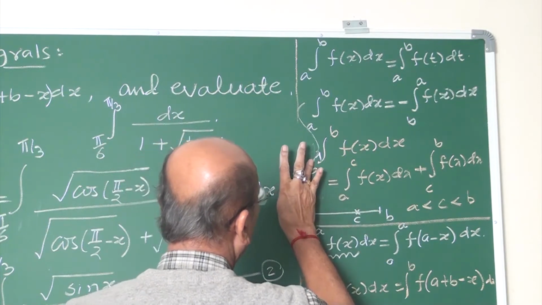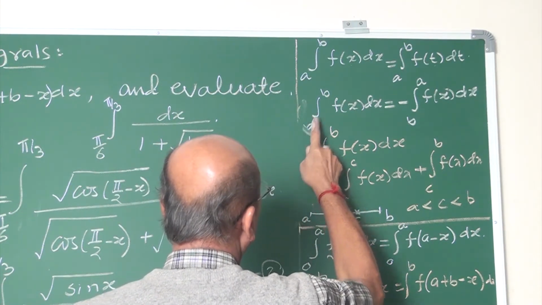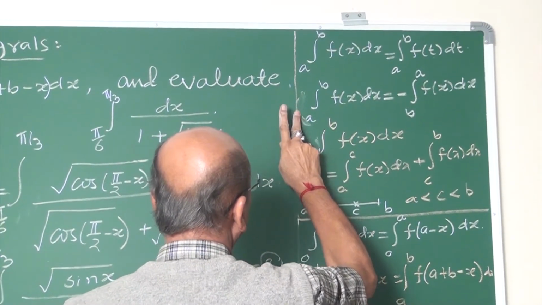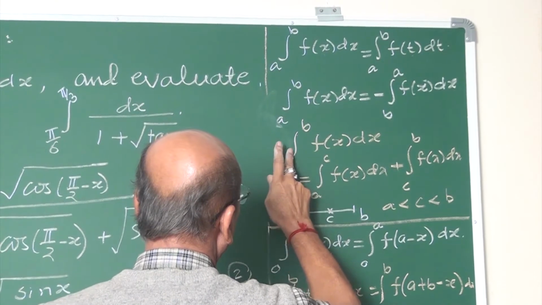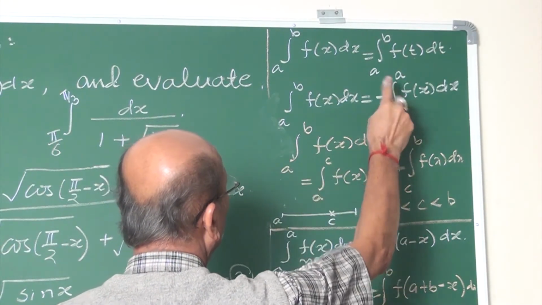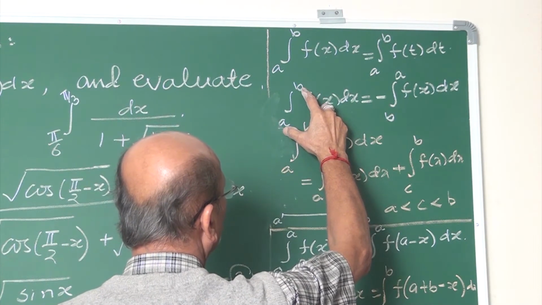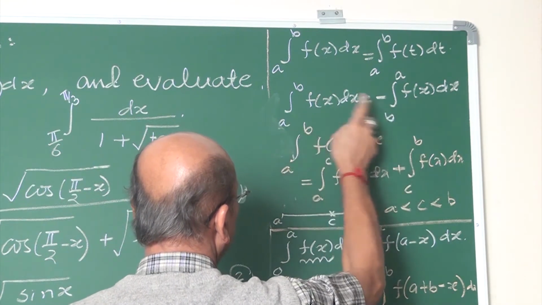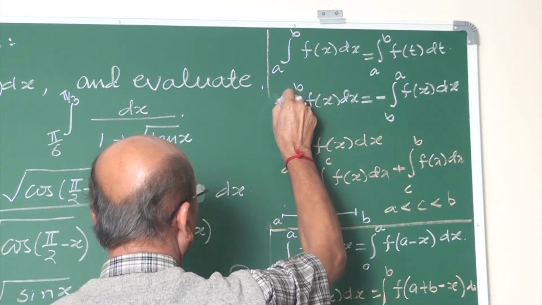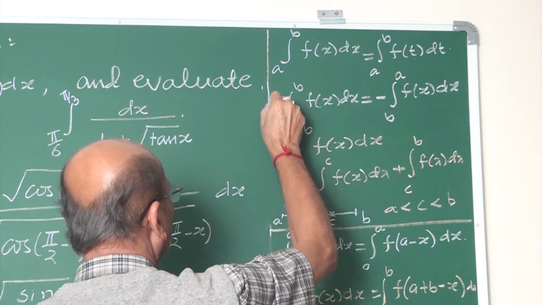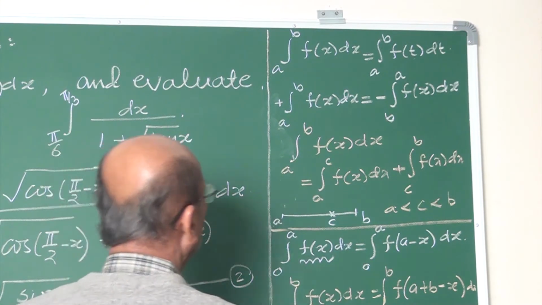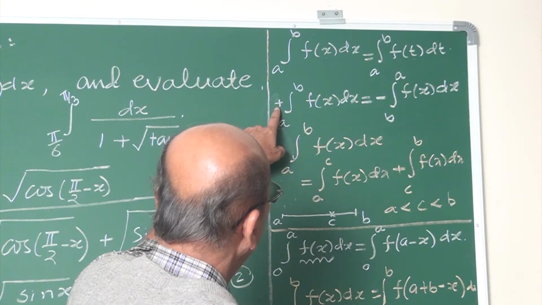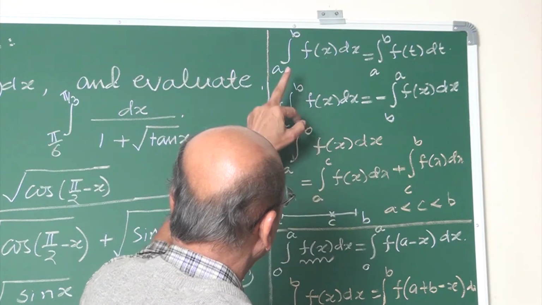Next, my friends, second property is integral from a to b f(x) dx equal to minus definite integral b to a f(x) dx. What is your observation? Limits in LHS are from a to b. Limits in RHS are b to a. If you interchange the limits of a definite integral, there is a change in the sign. In LHS the sign is plus, and plus changes to minus. On the same lines, if you have a minus in RHS, to change the limits, it will change to plus. Change in the sign if you interchange the limits. This is the saying of second property.